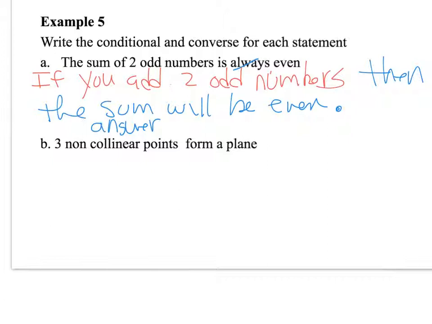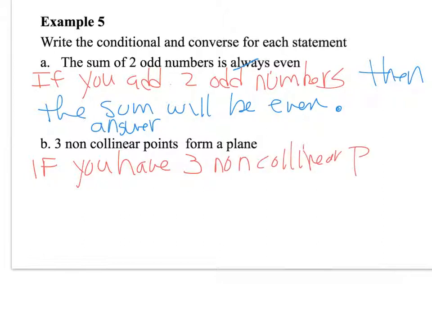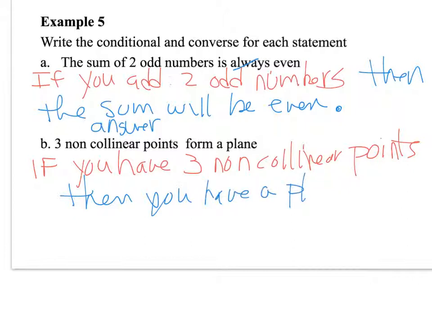Three non-collinear points form a plane. Okay, so what's our if? If you have three non-collinear points, then you have a plane. Ta-da! So that's pretty much it for conditional statements and converse of conditional statements.